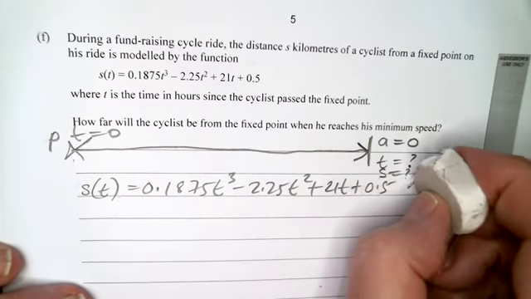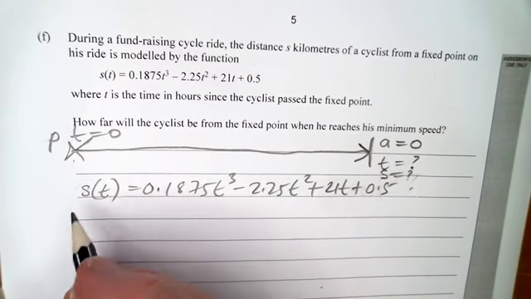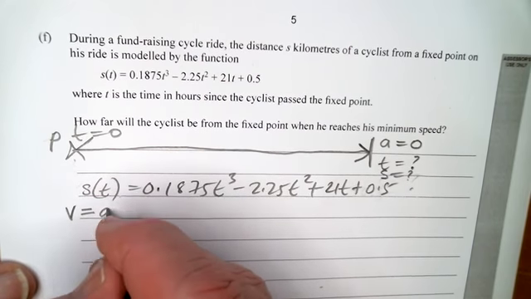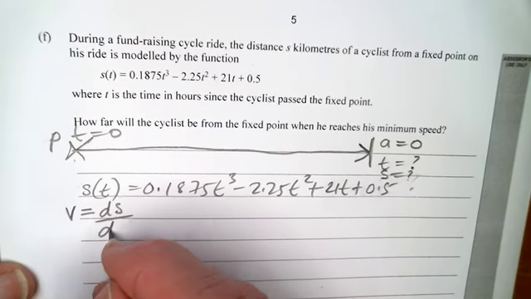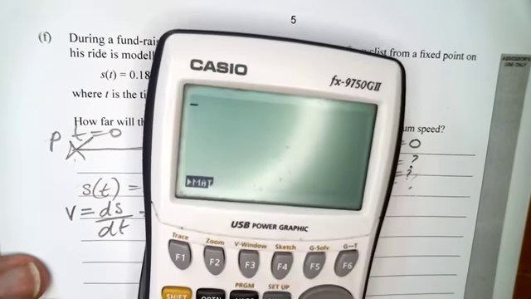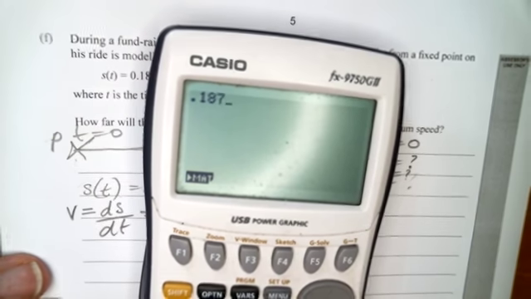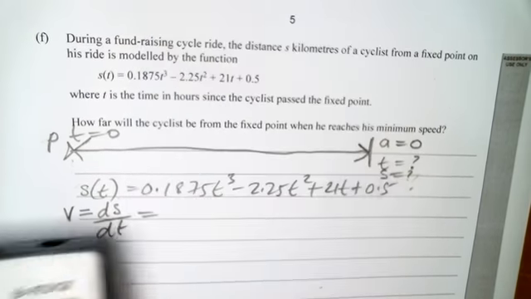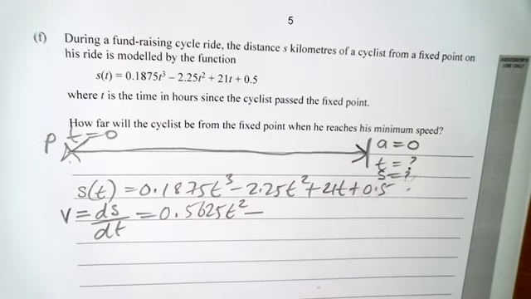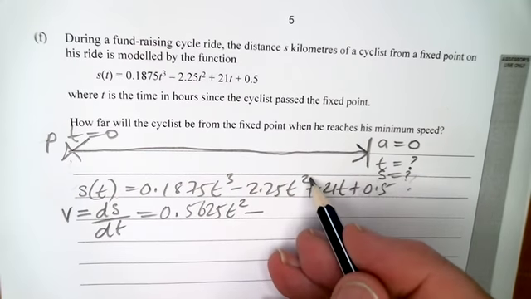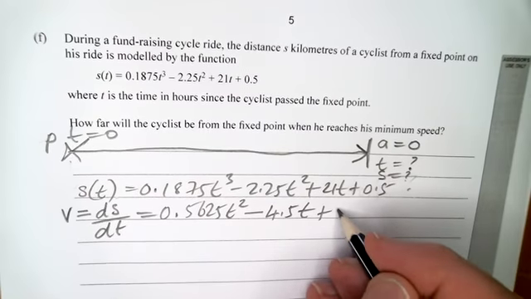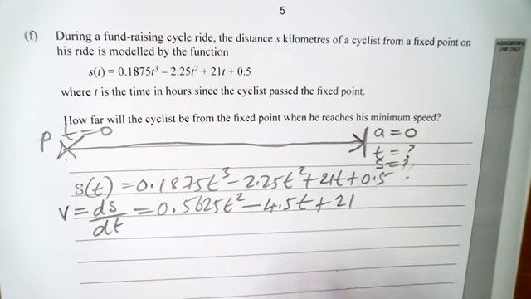All right. So the first thing we're going to do is differentiate it to find velocity. So v is equal to the differential of s with respect to time, and that is equal to 3 times this. 0.1875 times 3 is 0.5625 t squared minus, 2 times 2.25 is 4.5 t, plus 21. So that's going to be my velocity.